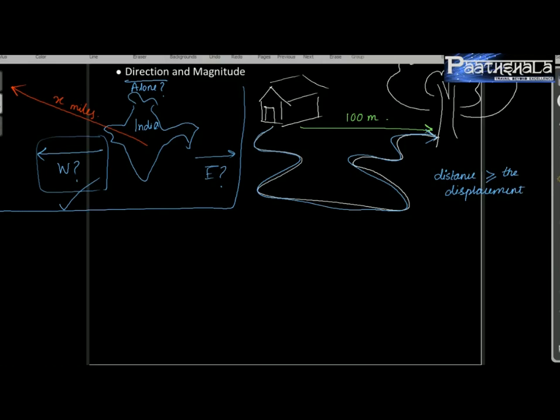But while measuring displacement, we have to measure only the straight line distance between the final position of the object under consideration, which here happens to be Alex, and the initial position. This is Alex's final position denoted by XF. This is Alex's initial position XI.